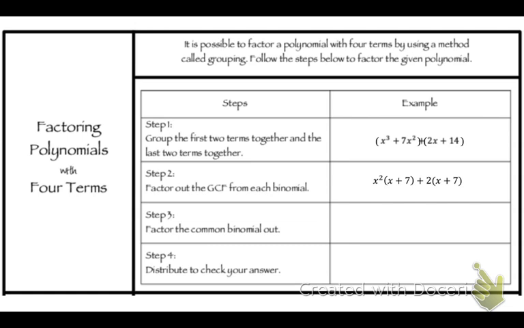Now they have the x plus 7 in common, so I'm going to pull out that x plus 7, and I'm left with x squared plus 2. So we have x plus 7 and x squared plus 2. That's our answer. But we're going to distribute to double check, and it works. So we're golden. Golden doodle.